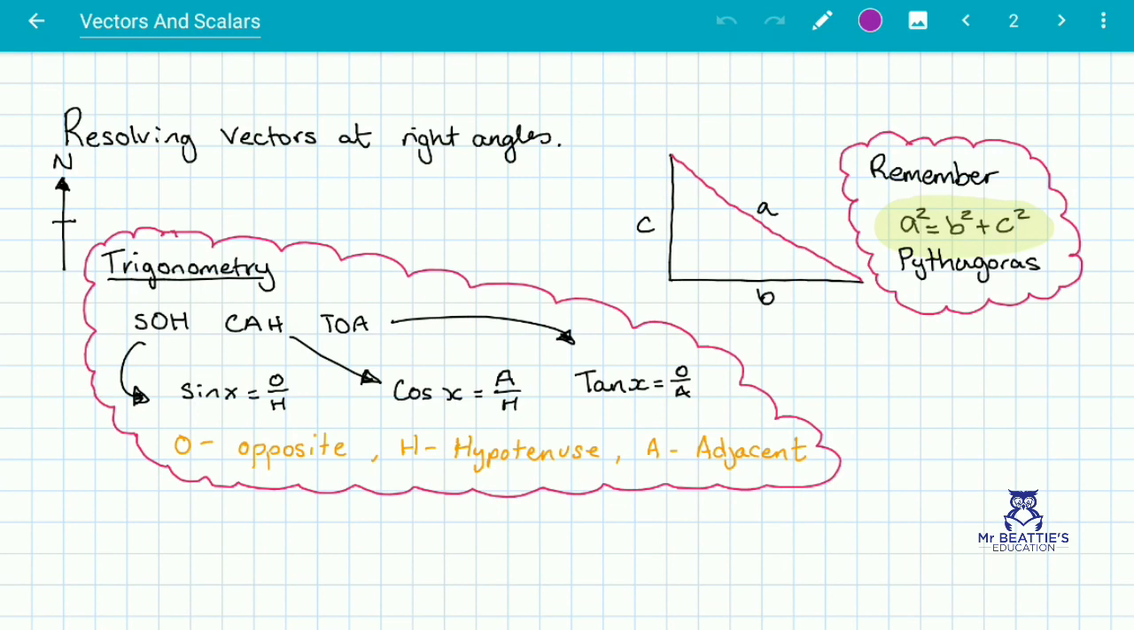Okay. For now, we're going to look at resolving vectors at right angles. So we're going to be dealing with right angle triangles, which means we're going to need a couple of things from maths that you may or may not have loved. First things first, we need to remember Pythagoras.